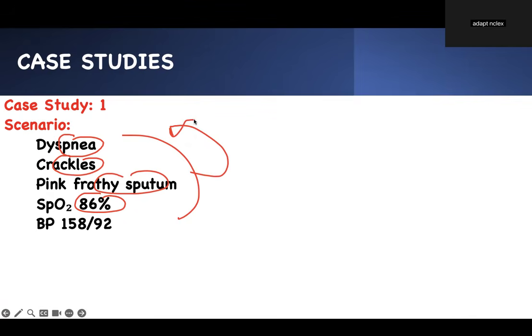This is not asthma. This is not pulmonary embolism. I see crackles, that's fluid. I see pink fluid sputum, that is pulmonary edema. This patient is in CHF exacerbation. You see how you connect it. And therefore, I need to manage this patient appropriately.